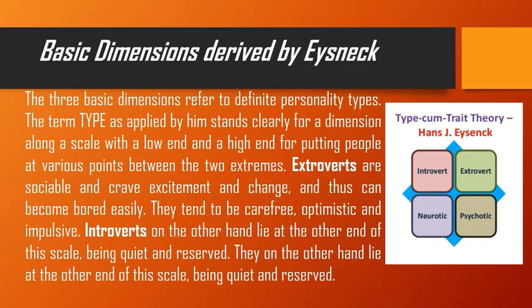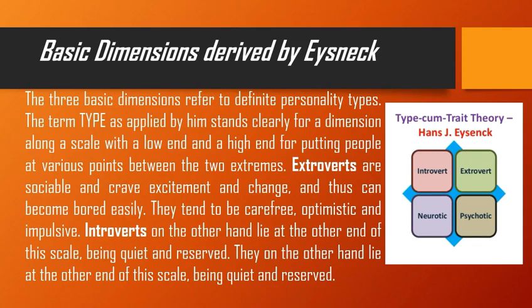Eysenck came out with 3 basic dimensions which he defined as clusters or groups of correlated traits. They were introversion-extroversion, neuroticism, that is emotional instability and emotional stability, and the third one was psoychoticism. According to Eysenck, the three basic dimensions refer to definite personality types, and the type as applied by him stands clearly for a dimension along a scale with a low end and a high end, for putting people at various points between the two extremes.